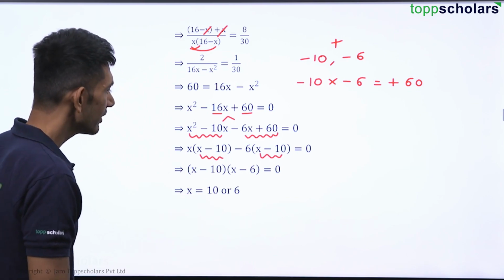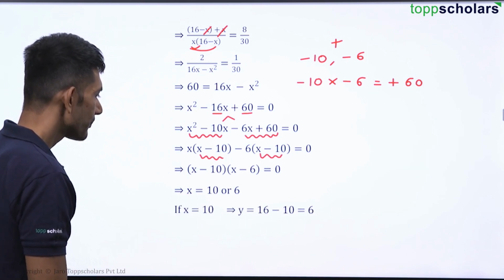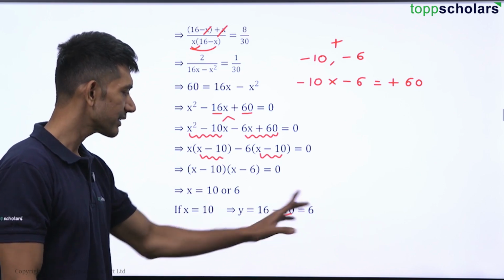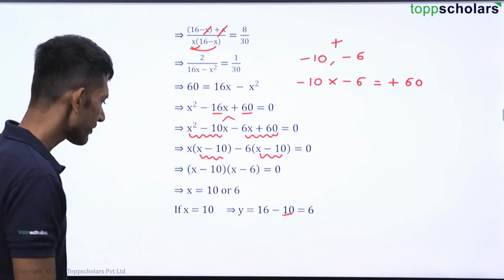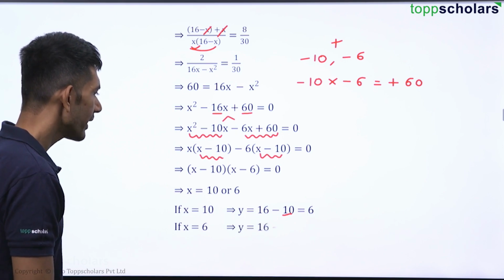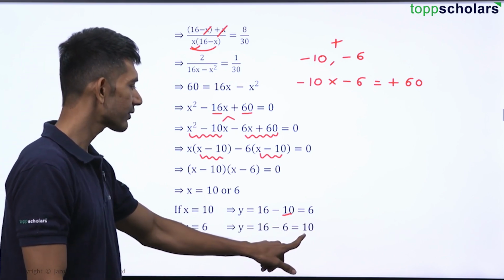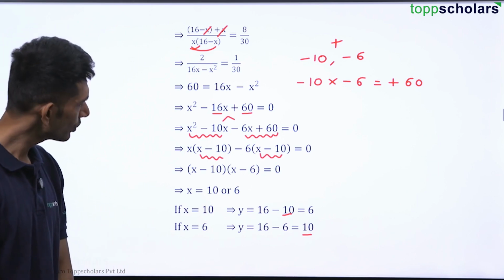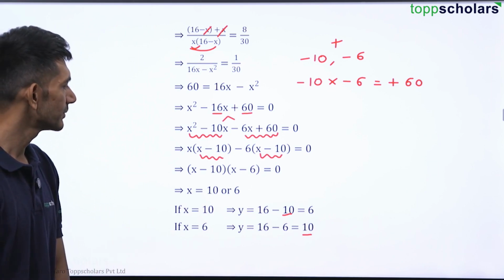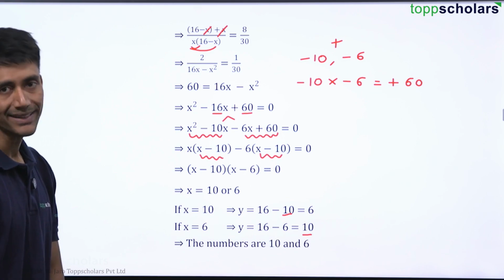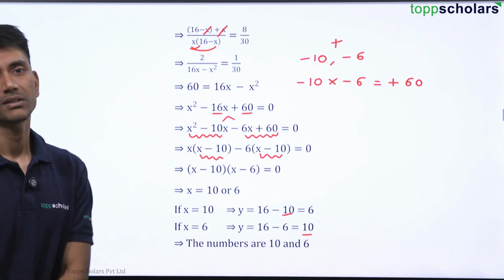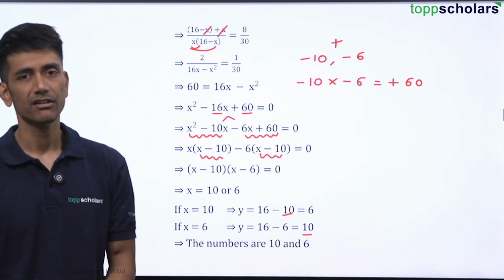So if x is 10, what will be y? y will be 16 minus x, that is 16 minus 10, which is 6. And if x is 6, what is y? y is 16 minus 6, which is 10. Simple. So there are two numbers, 10 and 6, right? The numbers are 10 and 6. It doesn't matter which number is the first number and which is the second number, because greater or smaller is not given.